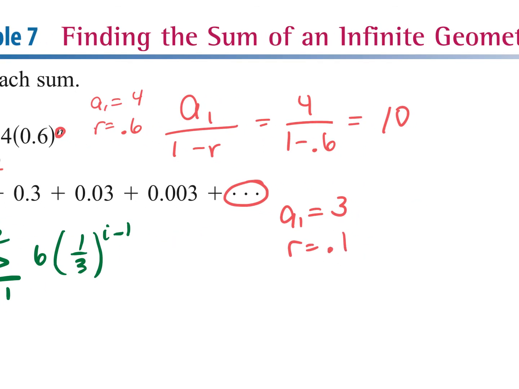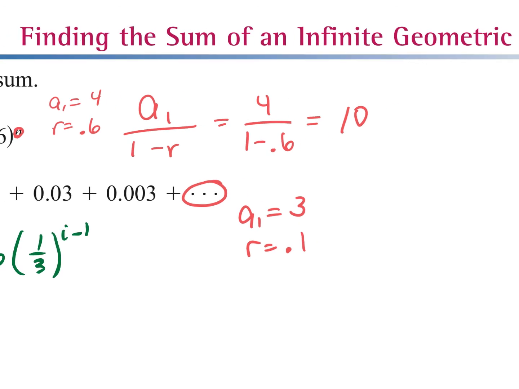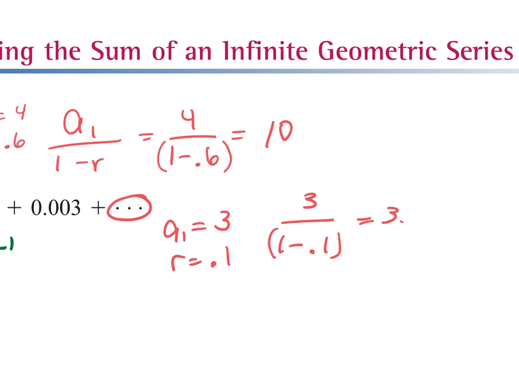So again, this is a very easy formula. You take a sub 1, your first term, over 1 minus your r. And this needs to be in parentheses in your calculator. So I have 3 divided by 1 minus 0.1. What do you guys got? I get 3.33333, right? And again, decimals are okay. Why is a decimal answer okay in this situation? Because we start off with a decimal.